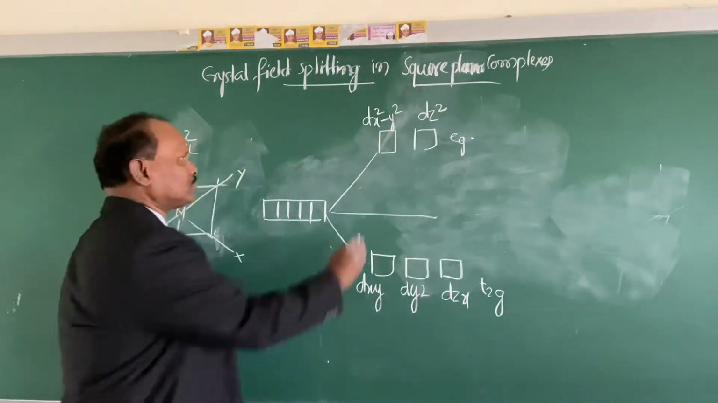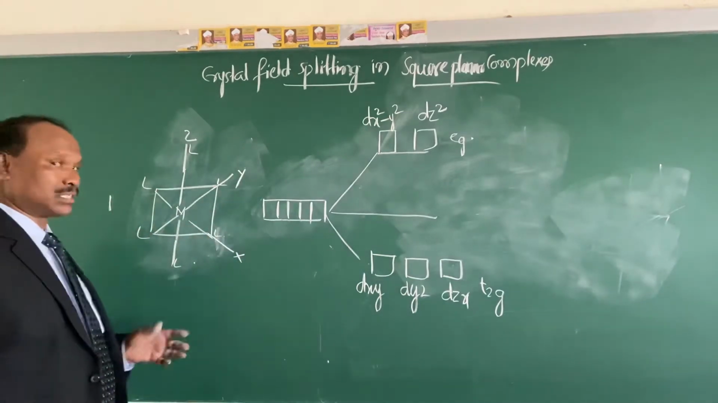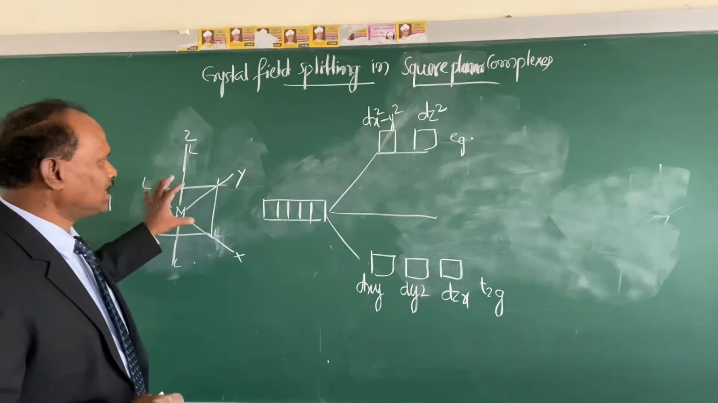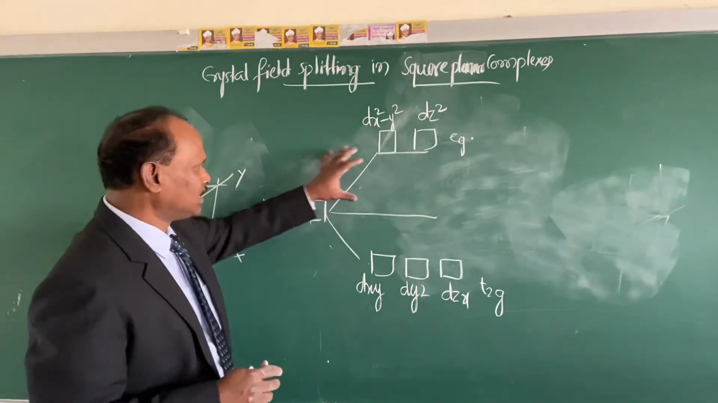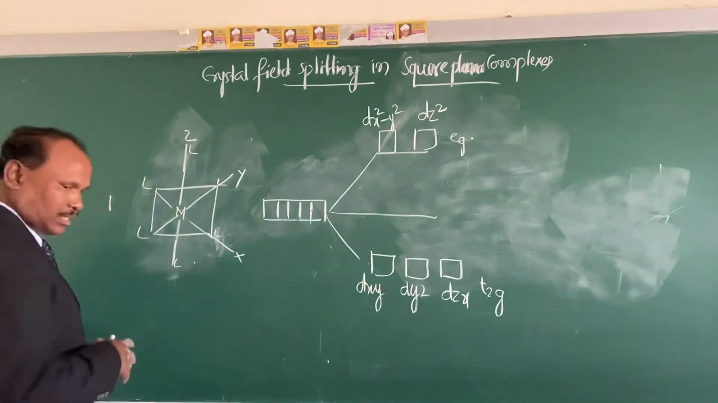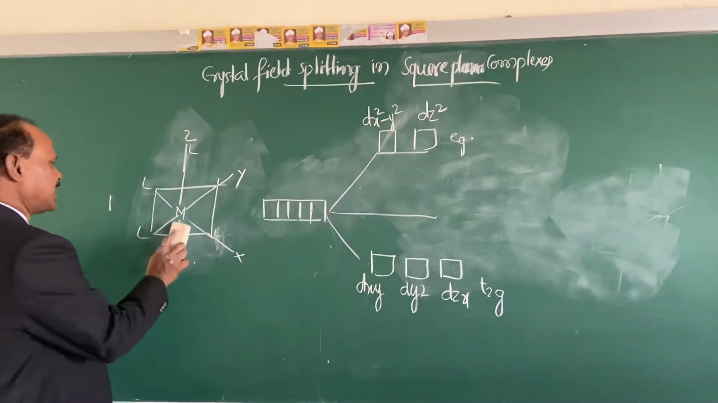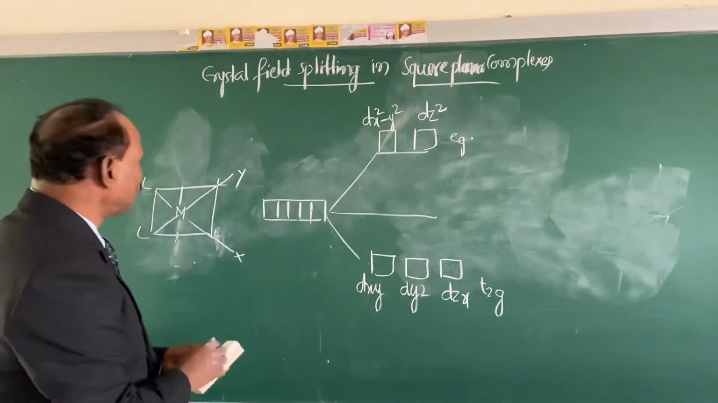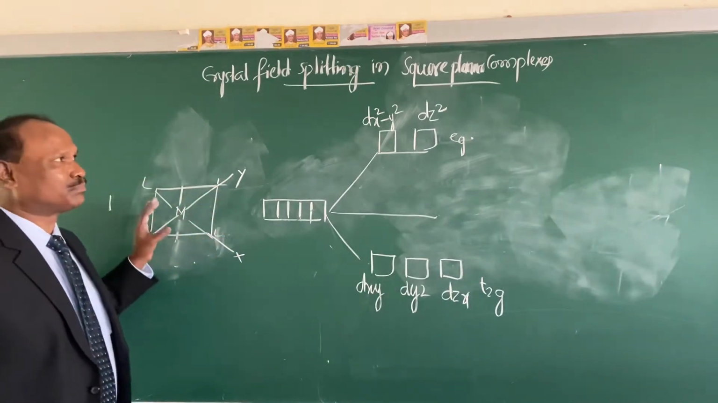Remember here what I said? Octahedral complex that we have already learned. The splitting of d orbitals in octahedral complexes is like this. Now observe. If I remove this z-axis, the octahedral geometry has become what?